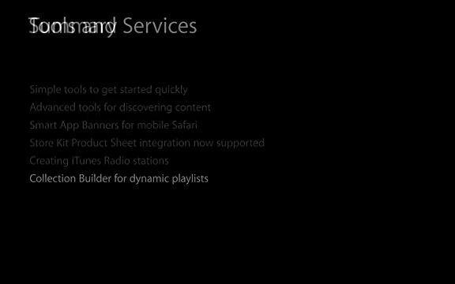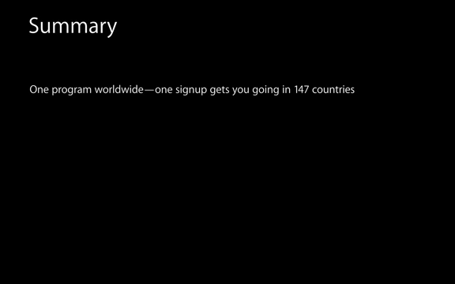So to summarize, the most important thing to take away with you today is that we've got one program that works worldwide. Sign up is trivially easy. And once you do that, you're going to be able to market your content in 147 countries. And that list is growing as well. We've got a simplified link structure. So you don't have to figure out what one URL looks like to one user and then present a different URL to another user in a different region. That is a huge headache removed.